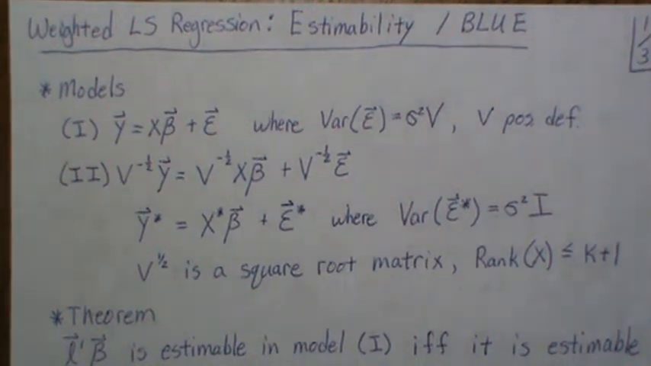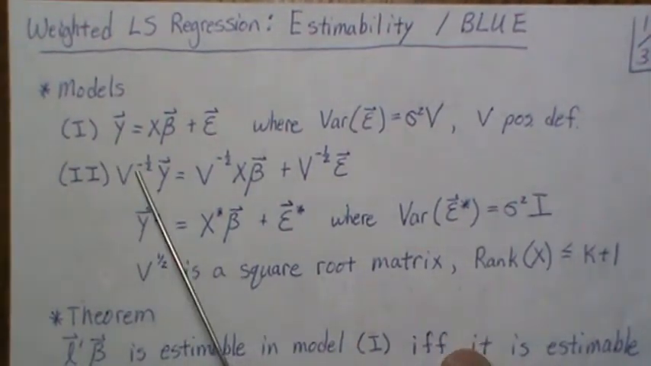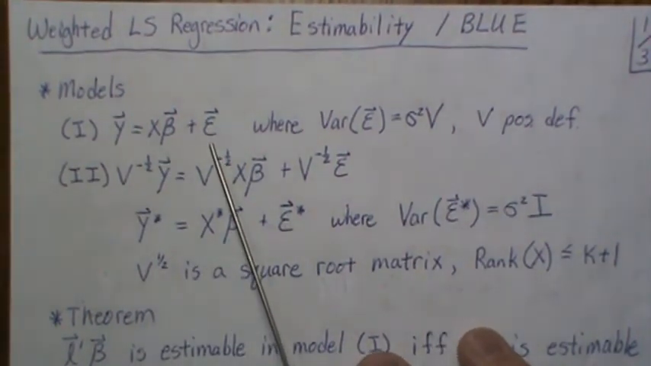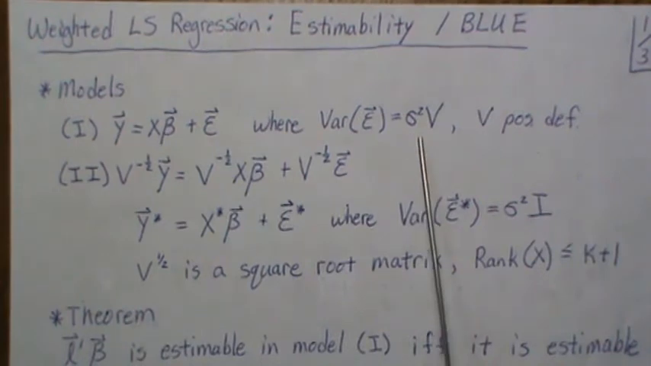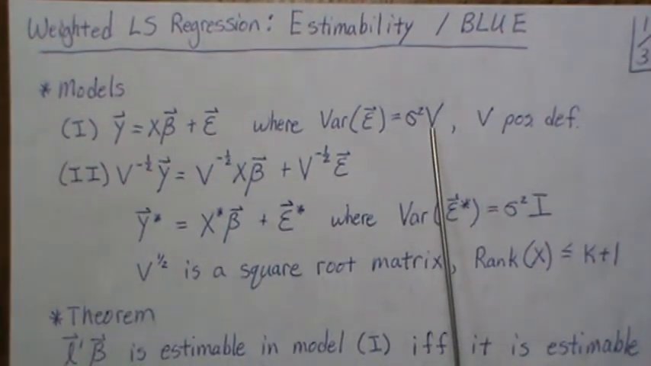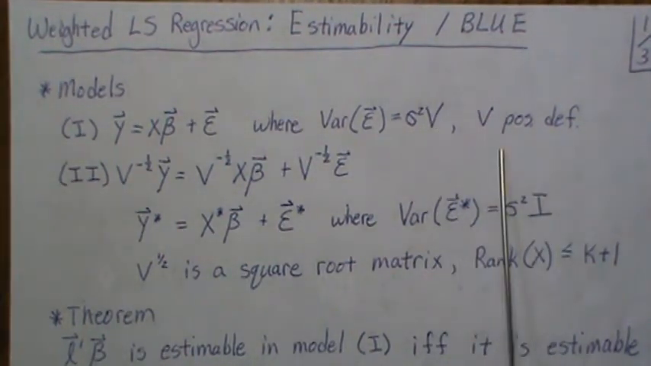Hello, in this video we're in the weighted least squares regression setting, and we're going to look at a little bit of estimability and the BLUE, which is best linear unbiased estimator. As a reminder, the model that we're looking at is y equals X beta plus epsilon, but here epsilon has a variance-covariance structure, sigma squared V. V is known and it's positive definite.